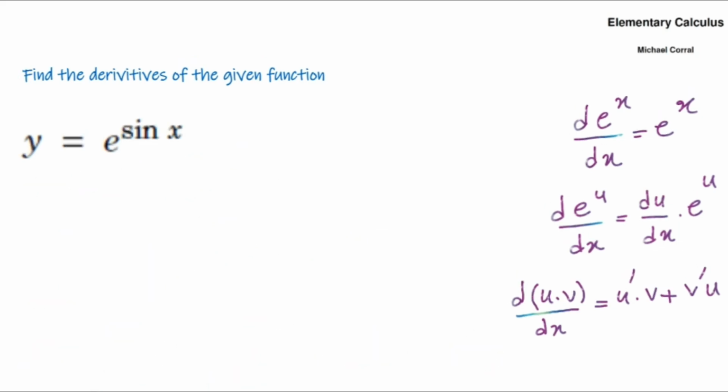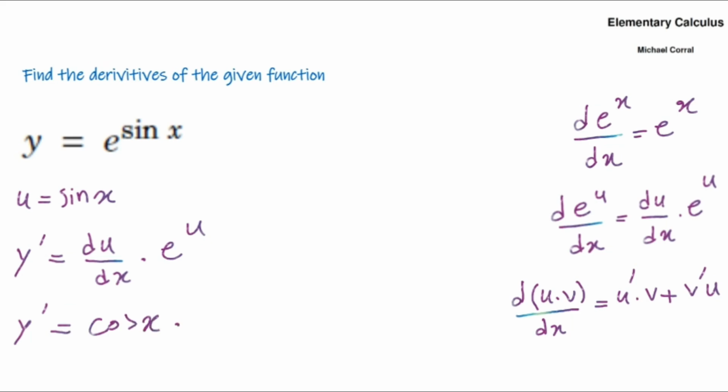The next function is y equals e to the power of sine x, and u equals sine x, and y prime equals the derivative of u times e to the power of u. So y prime equals the derivative of u with respect to x, which is cosine x, times e to the power of sine x.